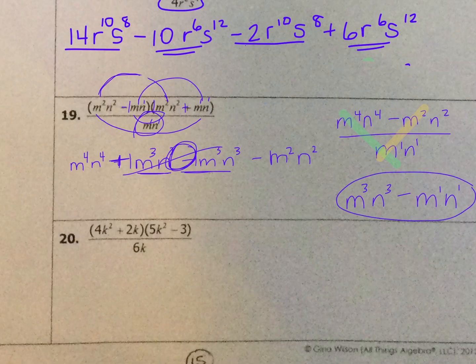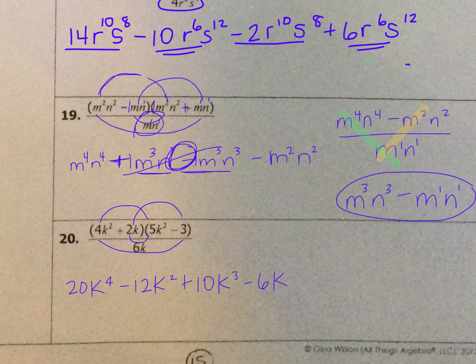All right, last one. We're going to distribute. 4 times 5 is 20 K4. 4 times -3 is -12 K2. 2 times 5 is 10 K3. 2 times -3 is -6K. None of those are exactly the same, so I get to go straight into division.